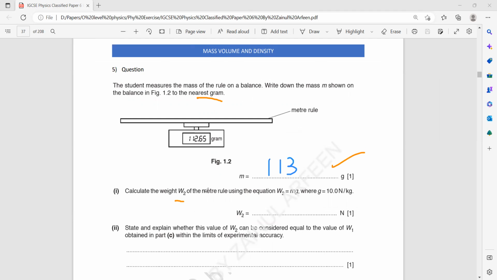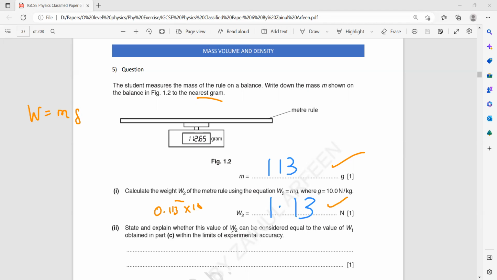Calculate the weight W2 of the meter rule by using the formula W equals mg, so mass into gravity. Why is this wrong? Whenever you're using a formula, the mass should always be in kilogram, but this mass is in gram. So you have to convert into kilogram first, because it's written 10 Newton per kilogram. You divide by 1000. So it will be 0.113 times 10, so it will become 1.13.